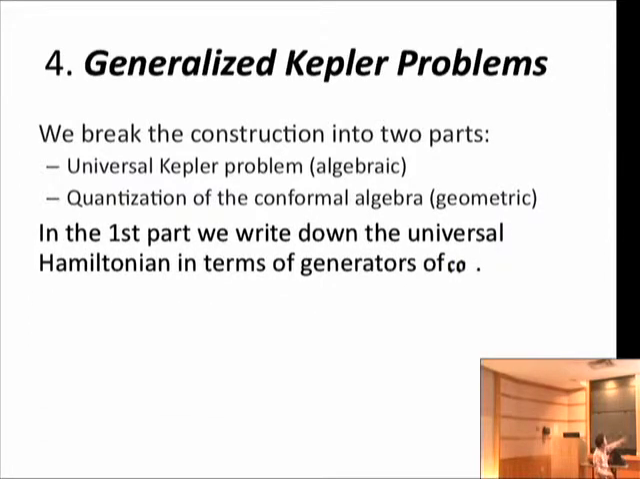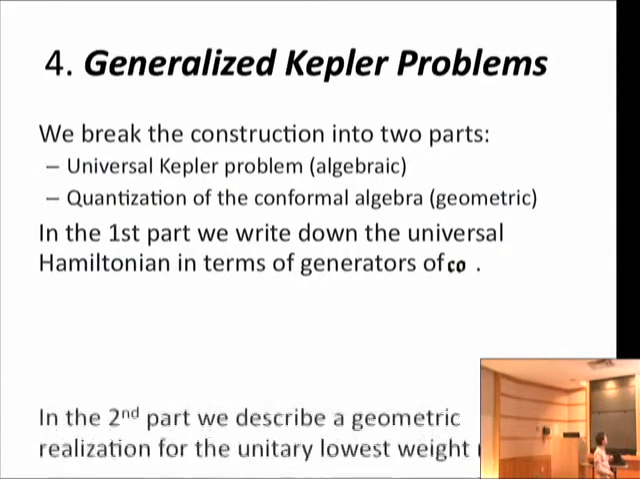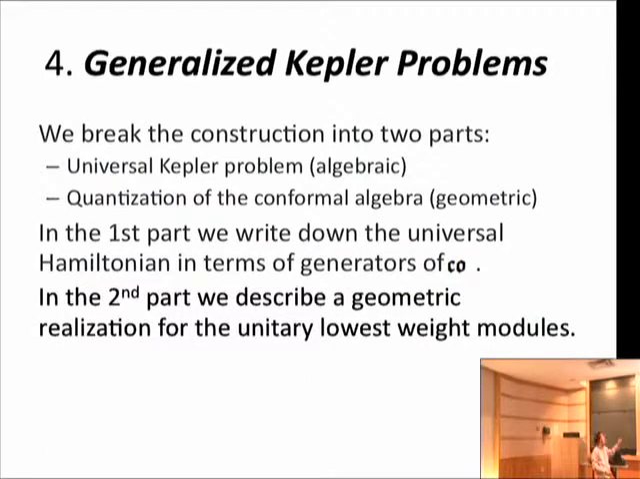In the first part, we write down the universal Hamiltonian in terms of the generators of the conformal algebra. I will also write down the universal Lenz vector in terms of the generators of the conformal algebra. In the second part, we describe a geometric realization for the unitary lowest weight modules. Once we have a geometric realization, elements of the conformal algebra will be expressed as differential operators.